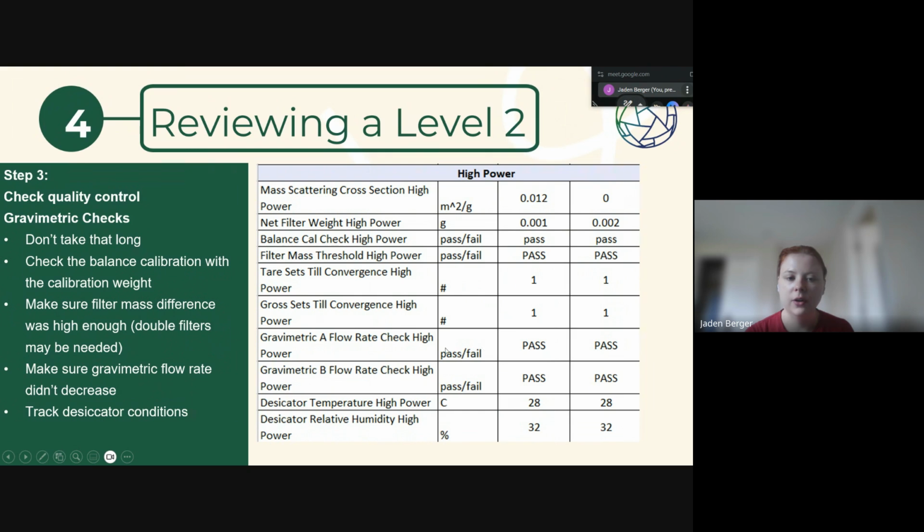We're also checking that our gravimetric flow rate didn't decrease significantly from the start to the end of a phase. So this is just writing down the flow rate reading at the start and end of a phase, pretty easy. And then just recording our desiccator conditions. So basically it's just recording stuff that you've already recorded.